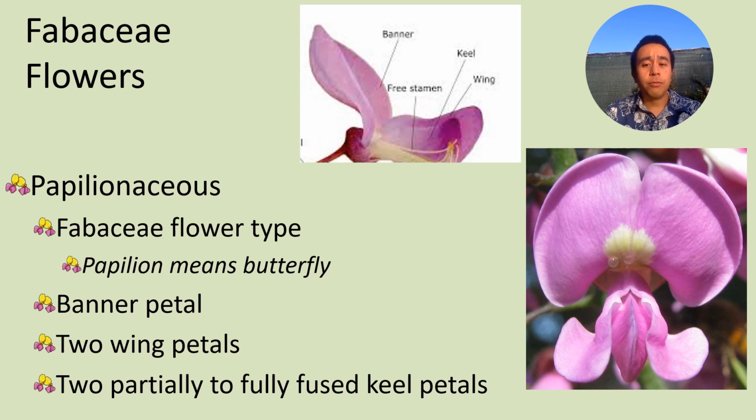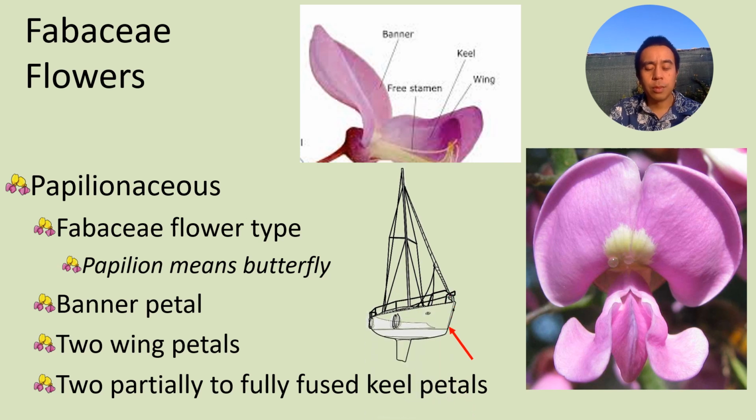Here's another view, a cut lateral view of the Fabaceae papilionoid flower type. Again, you see the banner up top, the wings on the sides, sometimes encompassing the keel, which is at the bottom of the flower and usually holds the stamens and anthers. And here is a boat, and I'm pointing to the keel of the boat. That's where we get the term keel from in a flower, from that bend in the keel that we see in a boat.